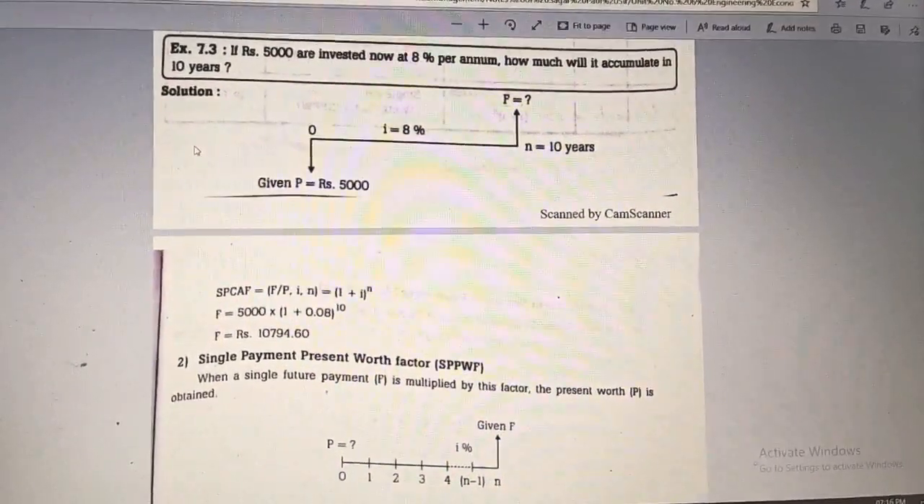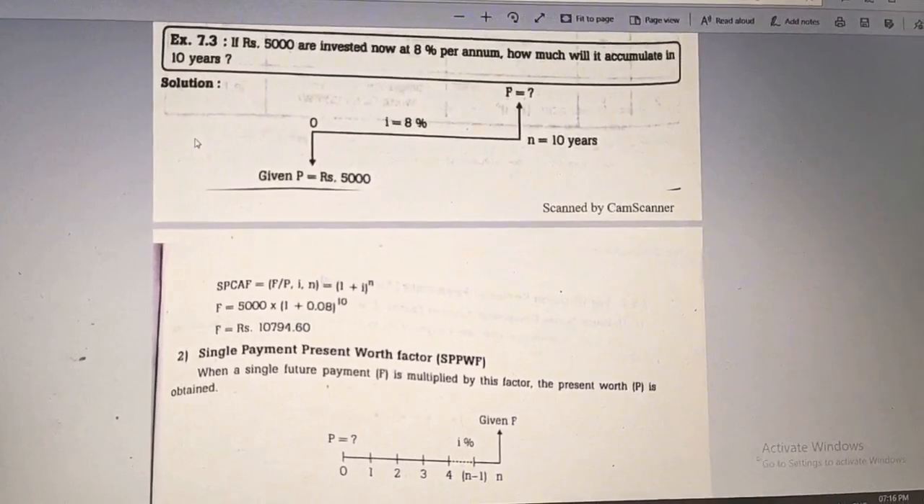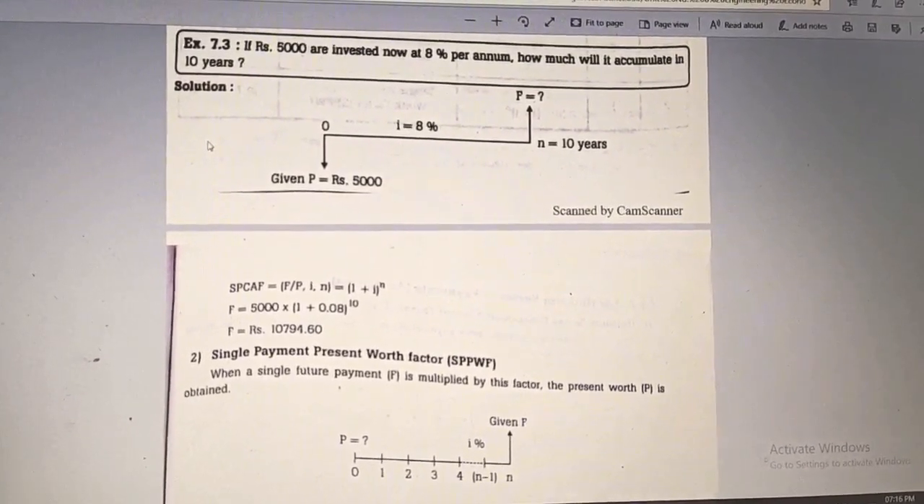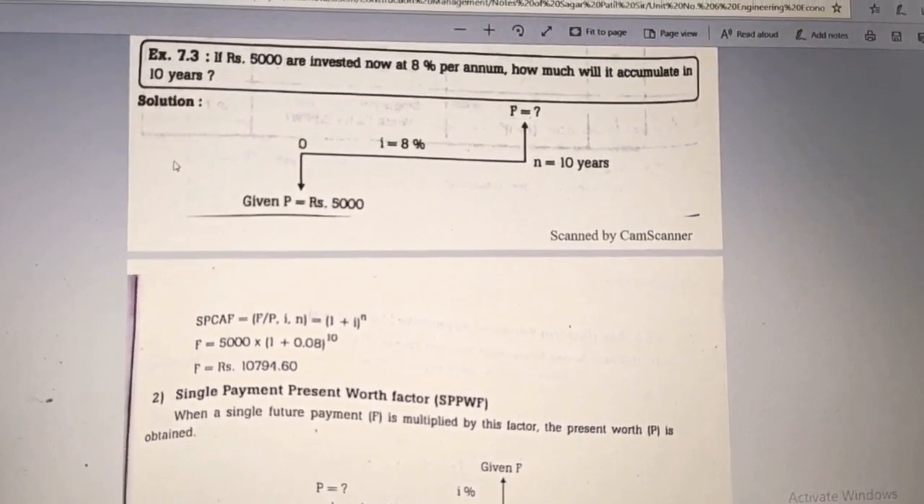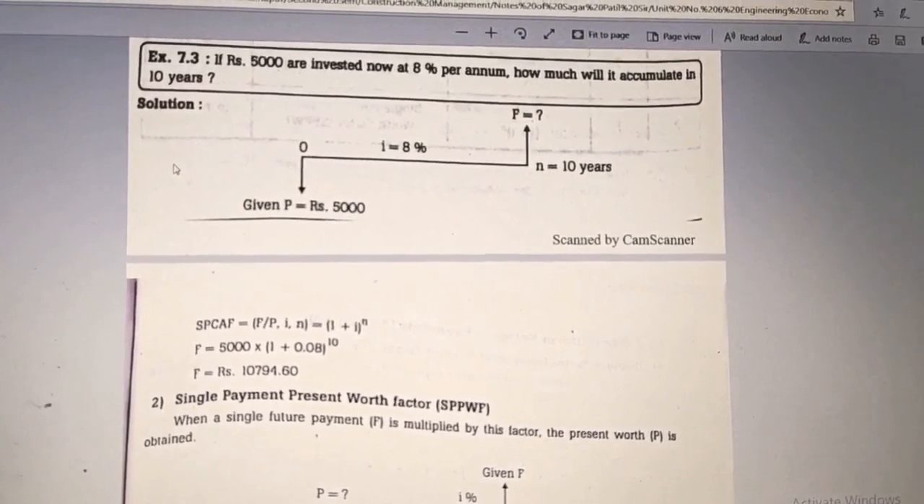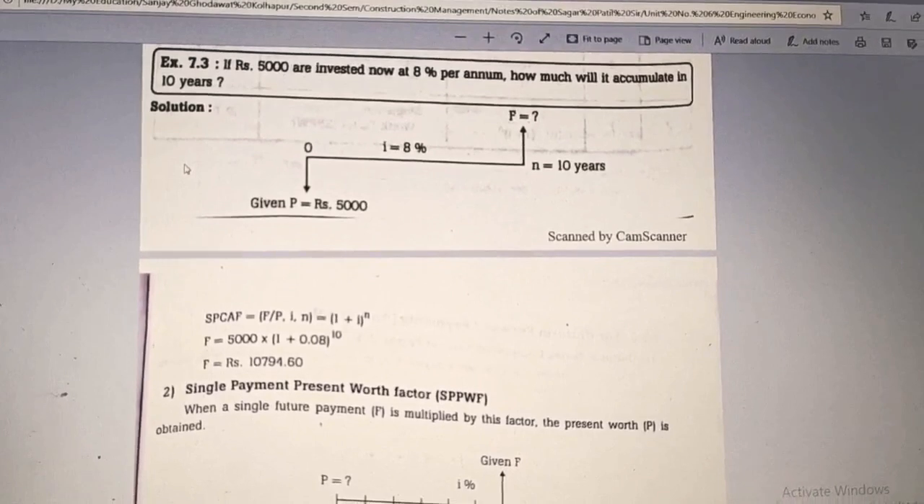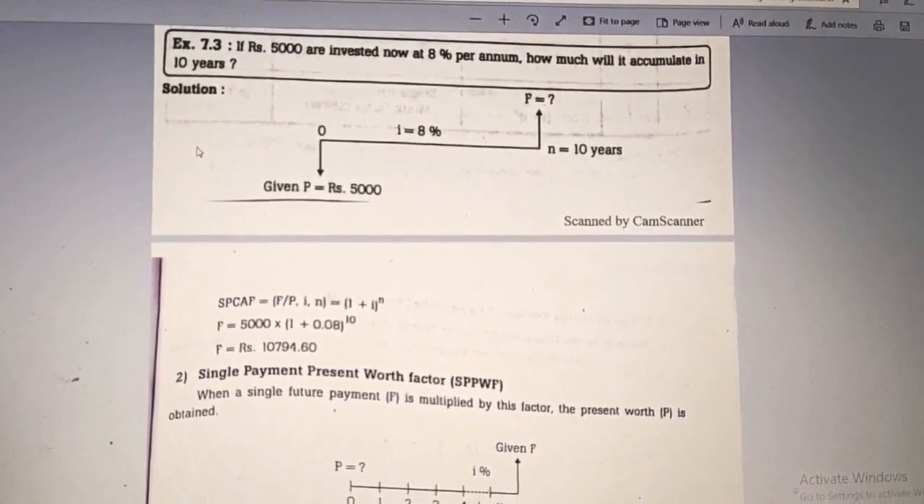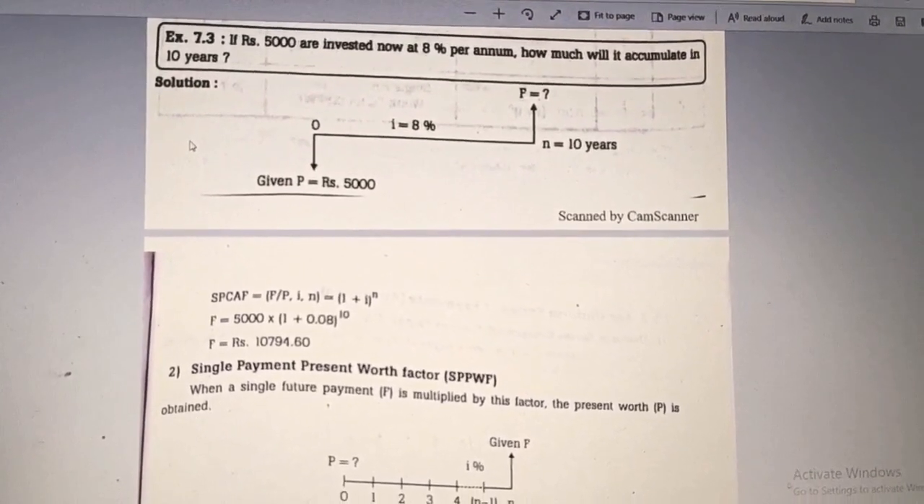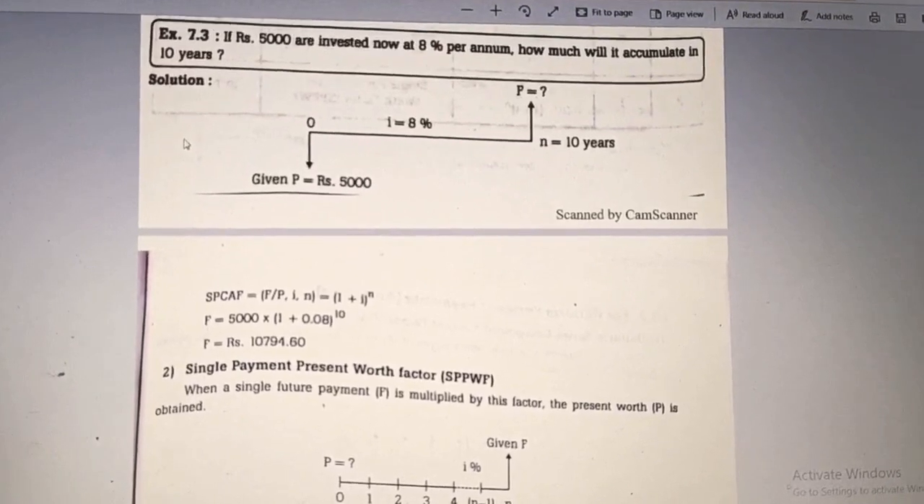So here the numerical problem what we have is, if rupees 5,000 are invested now at 8% per annum, how much will it accumulate in 10 years? So this is the numerical problem what we are going to consider.